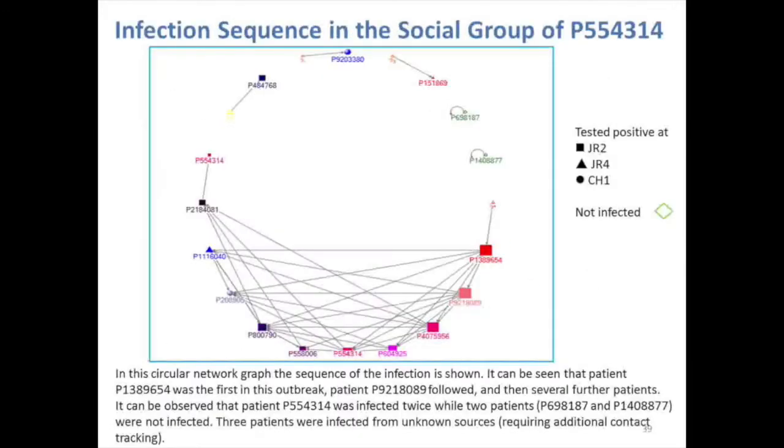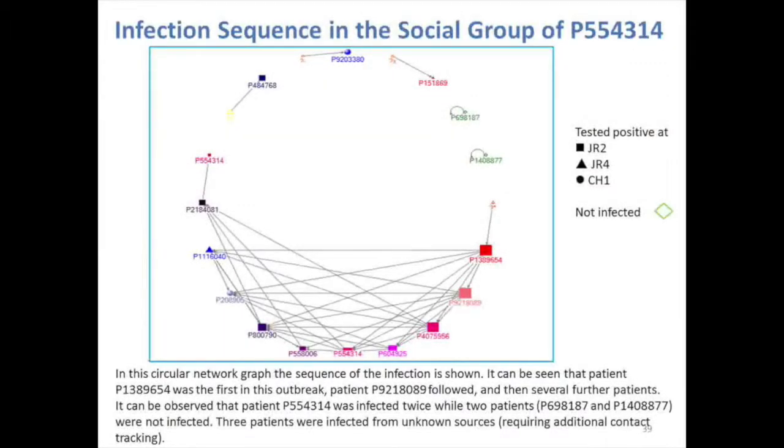Who is infecting whom? This is a sequence graph. In this social group, the circular group, you see the first patient in this outbreak is P1389654. That's the first one, and then the second one, and then up there. Interestingly, there are 2 patients that were never infected. And there are other patients that were infected, but we don't know where the infection comes from, because by calculating the infectious period and the infection time, the length of the period is too big. So we need to investigate them individually.